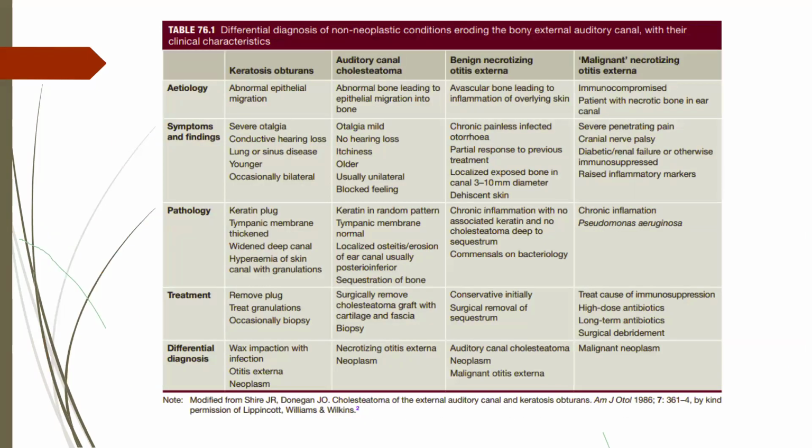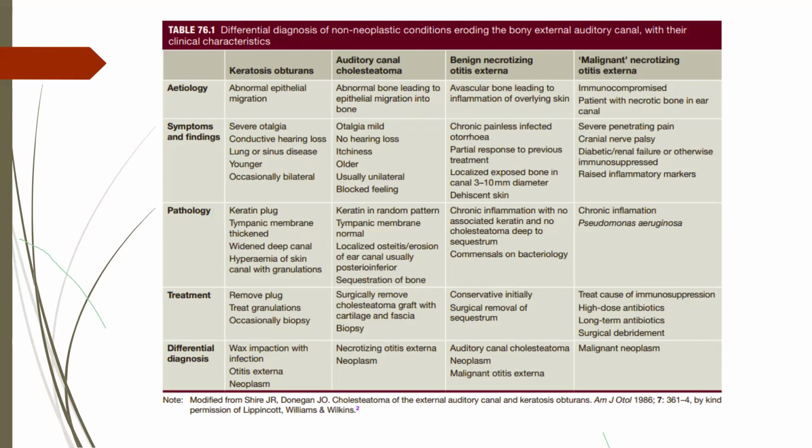Of note, there is a good diagram in Scott-Brown which divides all three conditions, actually four conditions, including malignant necrotising otitis externa, and differentiates them in terms of the symptoms and the pathology involved. It describes the treatment approaches to each one, with the differential diagnosis which can be used for each one, which are generally the conditions next to them here. So it describes everything that I've spoken about just now, but we'll go into the treatment of the different conditions right now. But we can briefly go through them here.